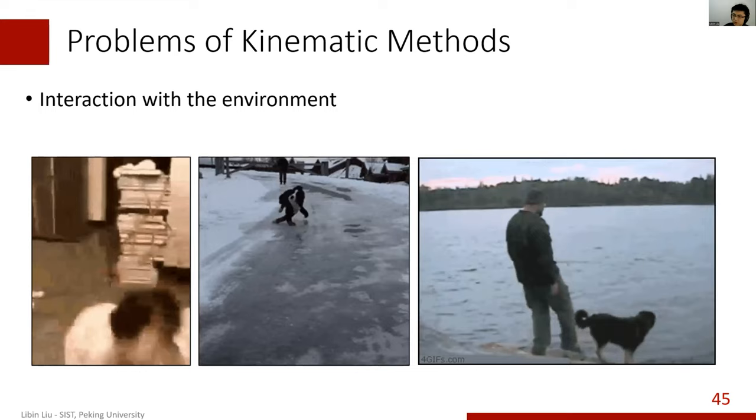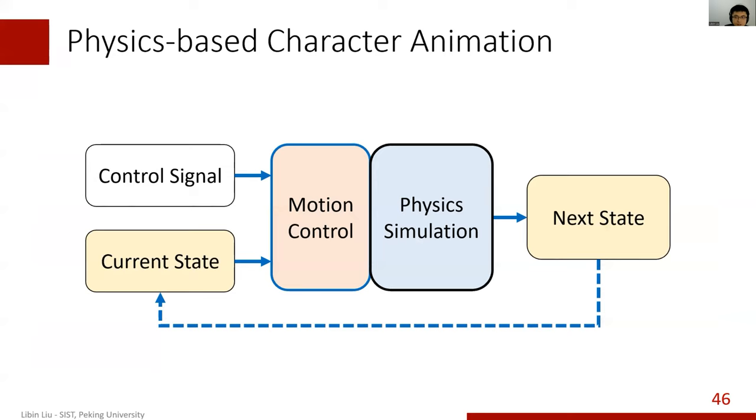So the solution, we always think, is physics-based animation. We are trying to replace the generation process with a physics simulation, reproducing the ways that real humans and real animals create their motion in the real world. The problem here is that we need to create a motion controller that computes the actions, for example the muscle forces or joint torques, to activate the character in this simulated environment. But this motion controller is very difficult to create and design.